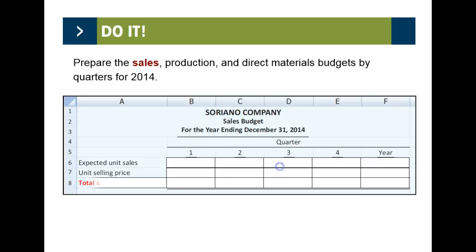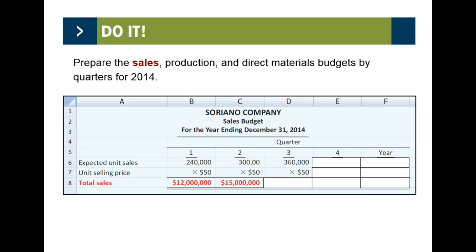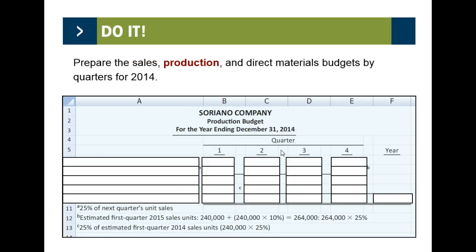We want sales to be 240,000 units for the first quarter. What's our selling price? $50, to give us total sales of $12 million. What's the second quarter? 300,000 at $50. The third quarter, 360,000 at $50. What was going to change in the fourth quarter? The selling price was going up. So here we are planning on 1.2 million units and we're anticipating sales of $61,500,000.